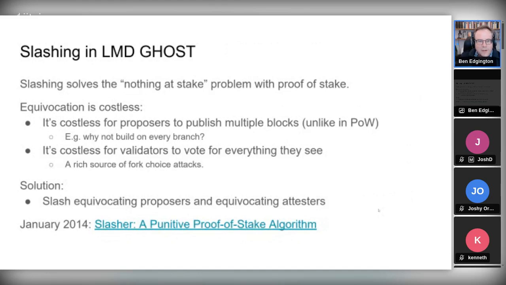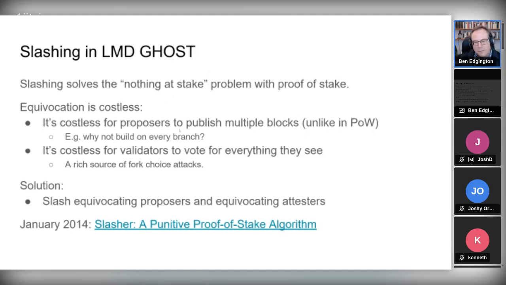Last topic, I think, on LMD GHOST: slashing. So early proof of stake designs had a real problem because nothing was at stake. I mean, stake was used as an anti-Sybil mechanism, but wasn't used for anything else. So it was basically just to limit the number of participants on the network. However, nothing was really at stake. There were no punishments there. And that meant that equivocation, which is changing your mind or supporting two forks simultaneously, was costless.